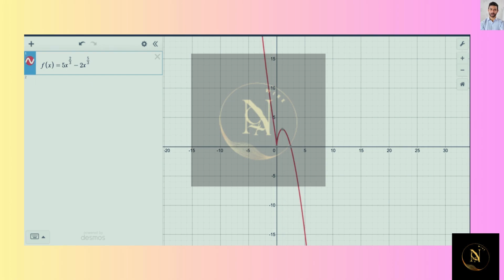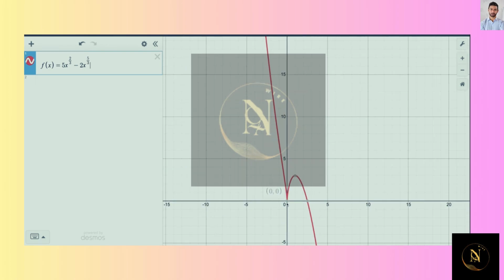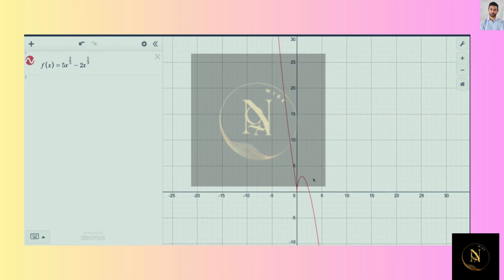So this is the graph that we are dealing with for this problem in particular. And we first want to determine intervals of increase and decrease. So we see the graph is decreasing from negative infinity to 0. It increases from 0 to 1, and then decreases from 1 to infinity.